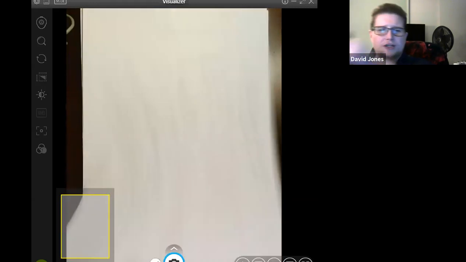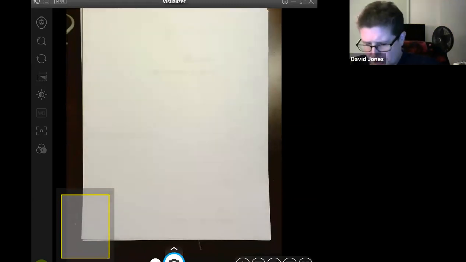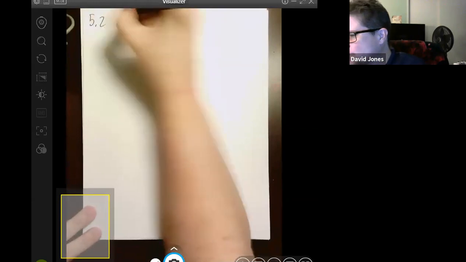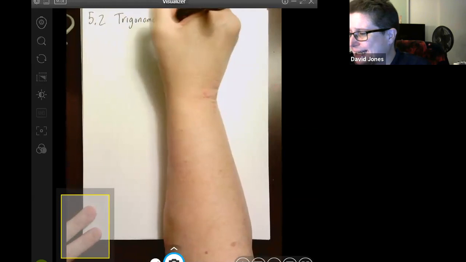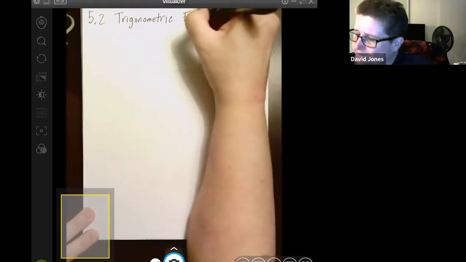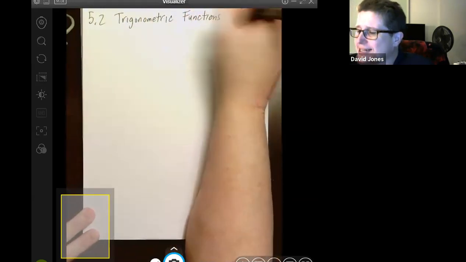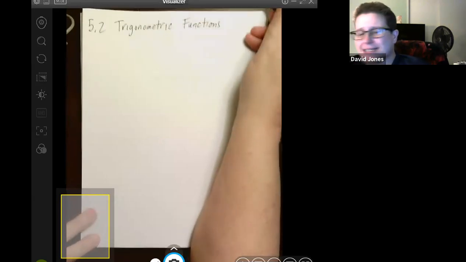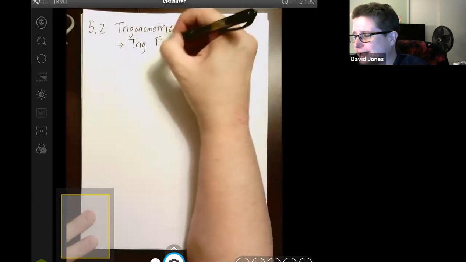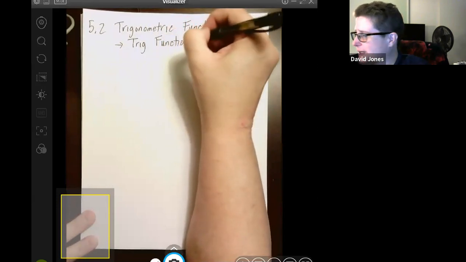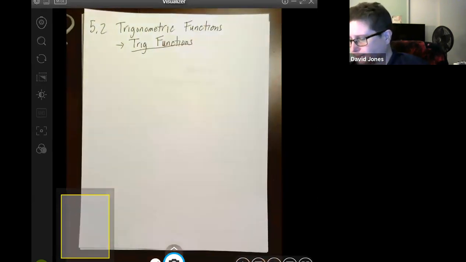And now 5.2. 5.2 is on trigonometric functions. I like saying that, trigonometric. It sounds nice on the tongue, but it takes a long time to say. So generally, we just abbreviate it to trig functions.